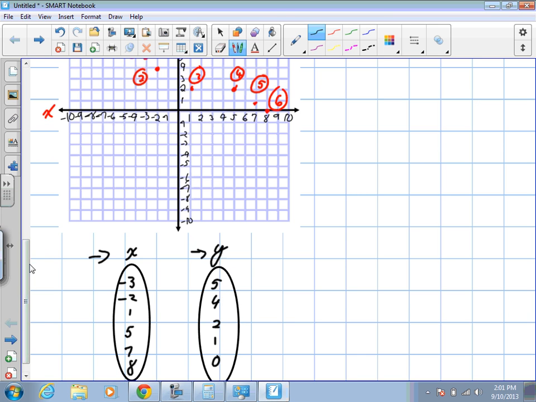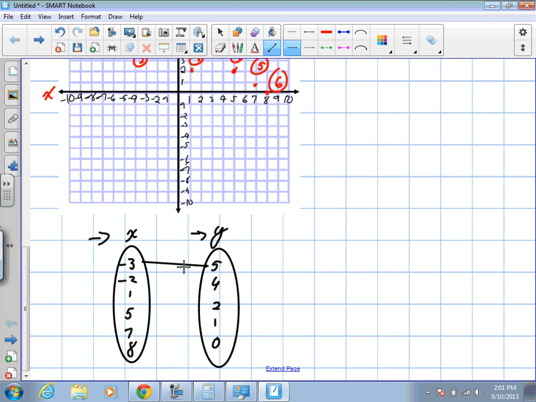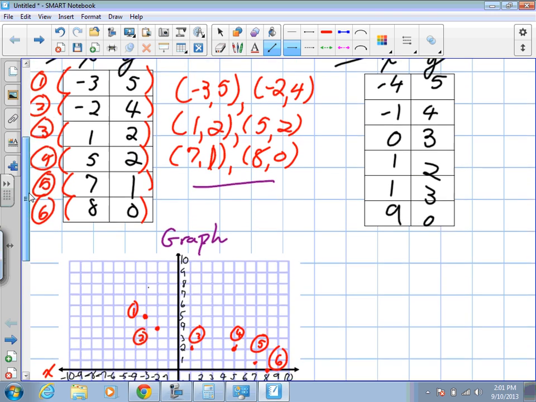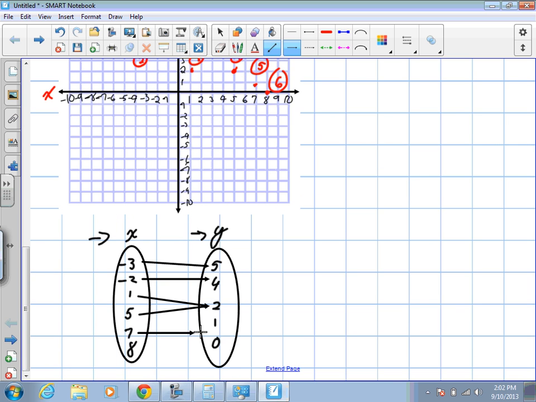Next, we talk about how they relate to each other. We're going to be drawing arrows between them. So, the number -3 is related to 5. -2 is related to 4. 1 is related to 2. And the number 5 is also related to 2. So we have an arrow from 5 going to the exact same point. So that's how we represent 5 being related to 2. Then we have 7 to 1 and 8 to 0. This is how we would write our relationship in a mapping diagram. So this is our mapping.